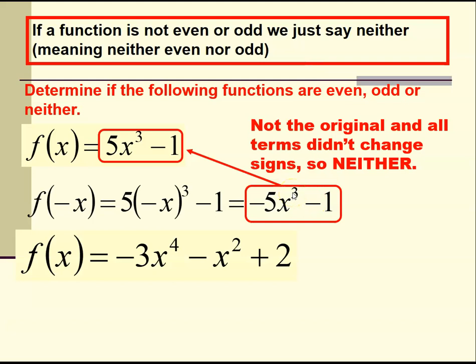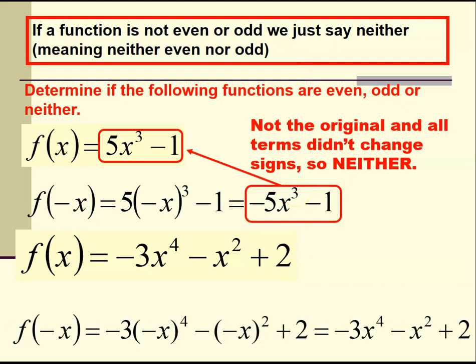How about the next one? f of x equals negative 3x to the power 4 minus x squared plus 2. What do you think? When you check f of negative x, they are even exponents, so it will go back to its original function. So therefore the equation is an even function.